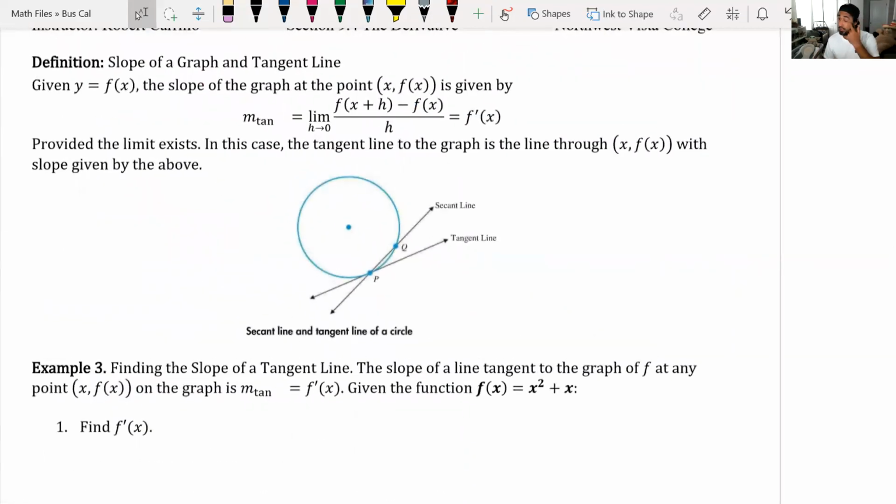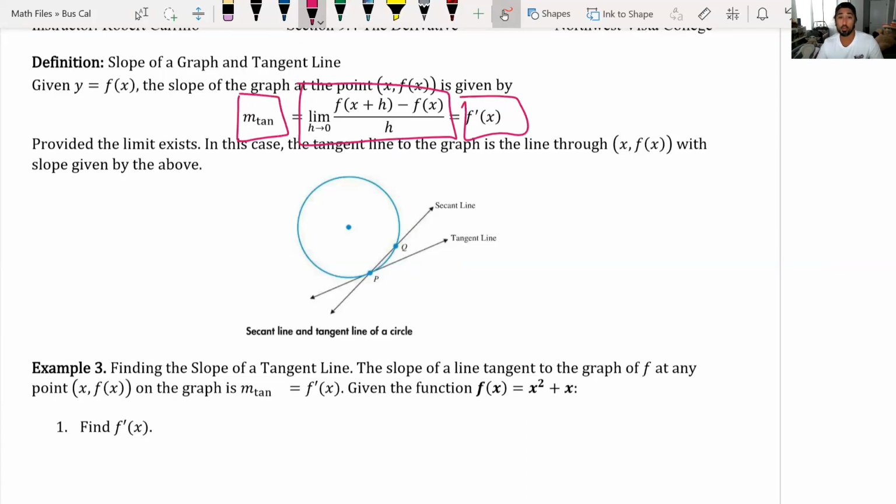All right. So here we're going to learn the definition of a tangent line. We're going to find the equation of a tangent line as well. So the slope of a graph and a tangent line, given y equals f of x, the slope of the graph at the point x, f of x, so basically x, y, is given by, well, look at this. If you ever want to find the slope of the tangent line, the slope of the tangent line is given by the limit formula of the limit as h approaches 0 of f of x plus h minus f of x over h, which is the formula for what we just learned of the derivative. So if you find the derivative, you are also finding the slope of the tangent line.